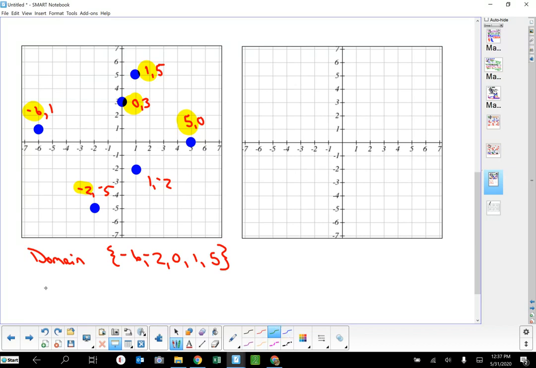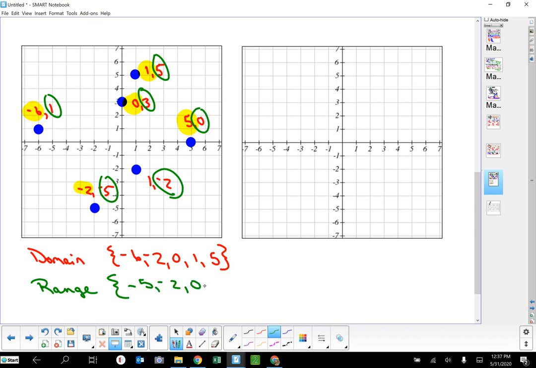Okay, and let's do the range. So now that you know what we're doing, I'm not going to use a highlighter. I'm just going to circle them. I've got 1, negative 5, negative 2, 0, 5, and 3. We're going to go least to greatest. So negative 5, negative 2, 0, 1, 3, and 5. Oops, French brace.